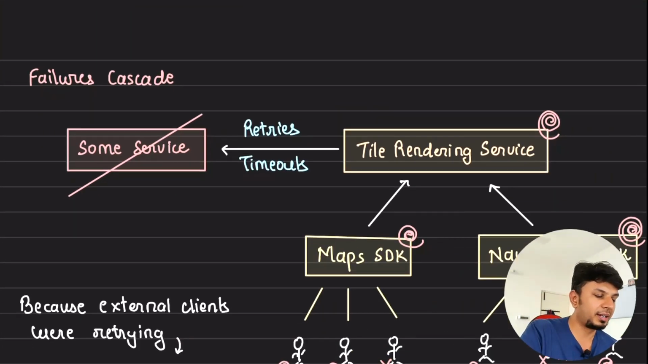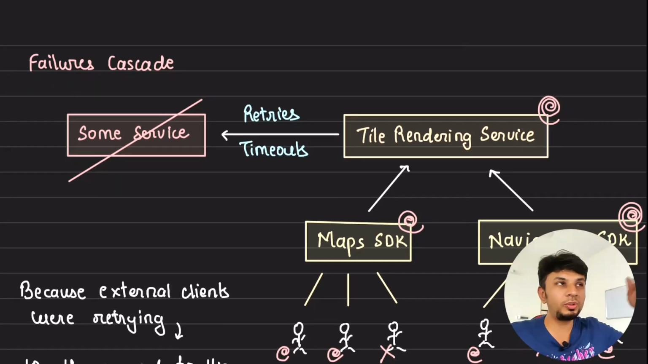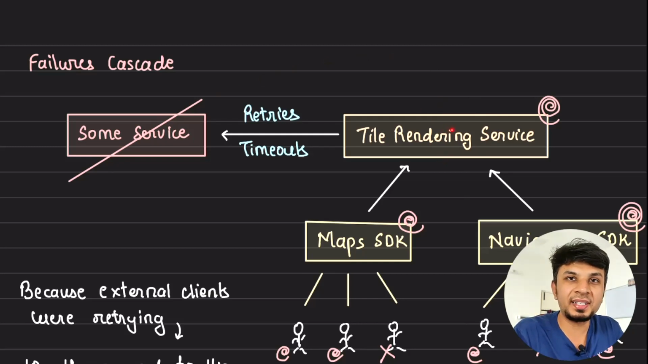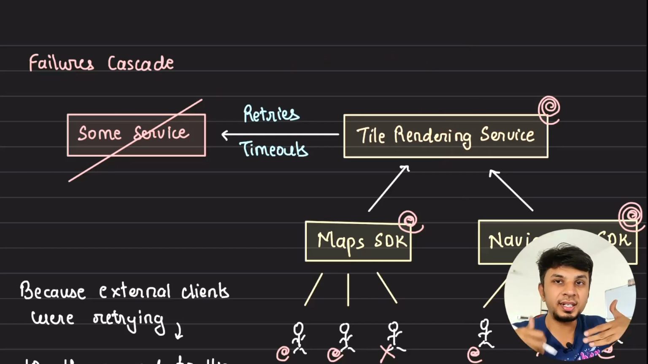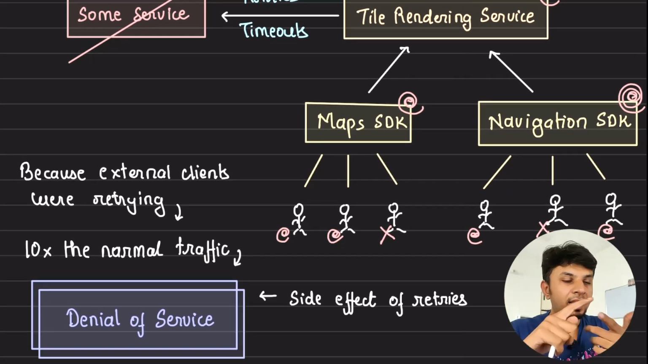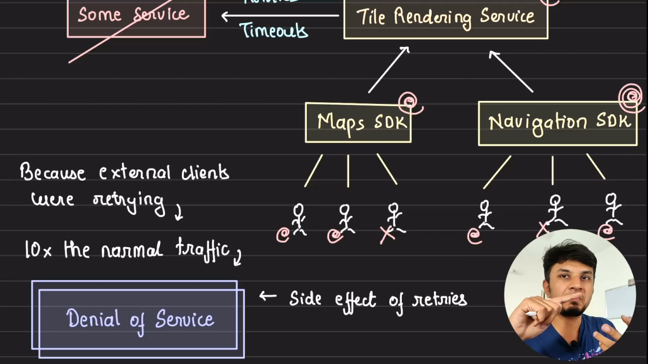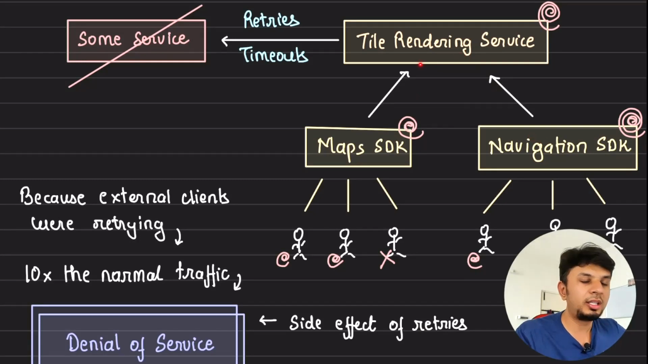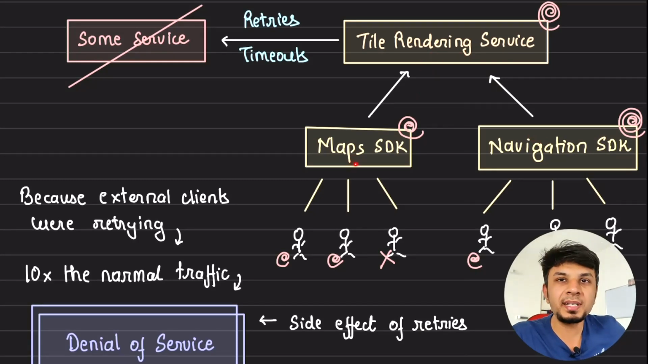Then the next part, failure cascade. So you saw how an outage in one service had an impact on another service. Because of it, this service crashed. Now which services depend on this? The end user service, the Maps SDK, the Gaming SDK, the Directions SDK, right? All of those services depend on the tile rendering service synchronously. And who invokes the Maps SDK?